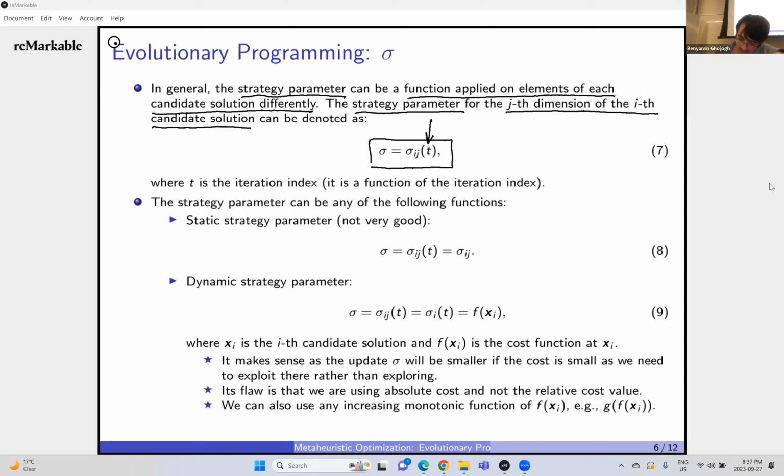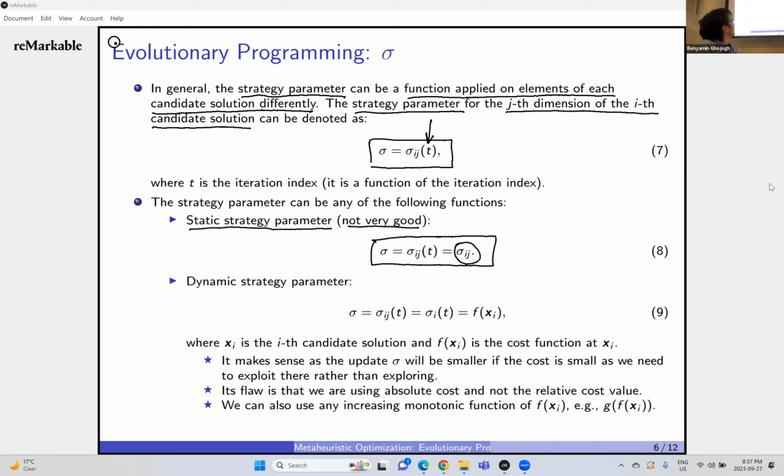We also have multiple ways to choose the strategy parameter. One of them is a static strategy parameter. So sigma ijt can be sigma ij. It means that it's not a function of iteration index. If you let it be fixed across the whole iterations, then it becomes static. And in practice, we have seen that it's not very good.